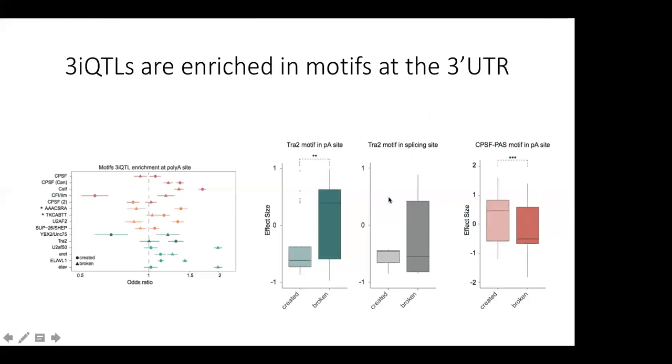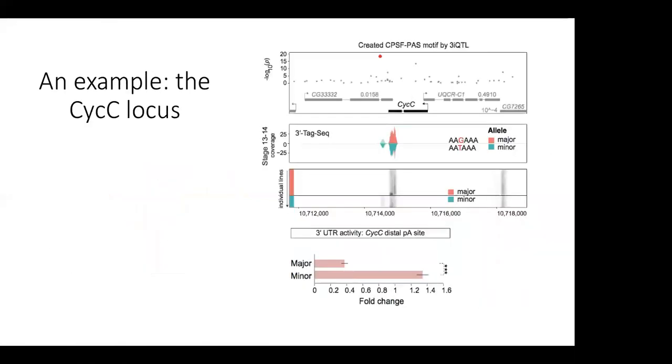And this is not observed when the TRA motif is in a splicing site. This is actually very correlated with the canonical PAS motif, where we observe as well differences in usage of the polyadenylation, depending on whether the PAS motif is created or broken. Now, let me show you an example that we validated.